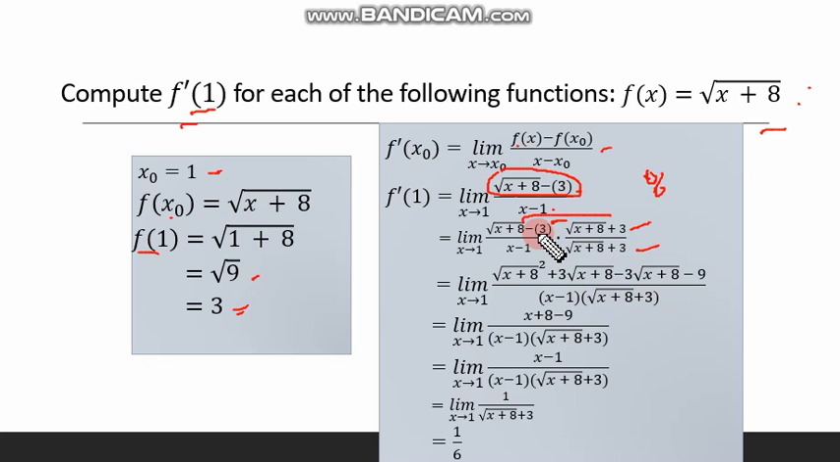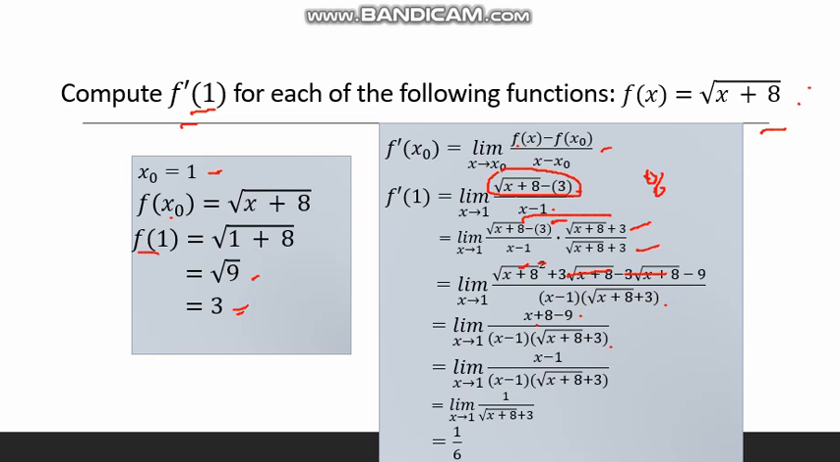And then finally, negative 3 times 3, that's negative 9. We can simplify this one. Cancel the radical sign and square, so x plus 8. And then 3 square root of x plus 8, 0 minus 9. And then as is on the denominator.